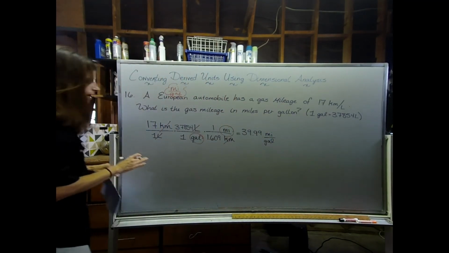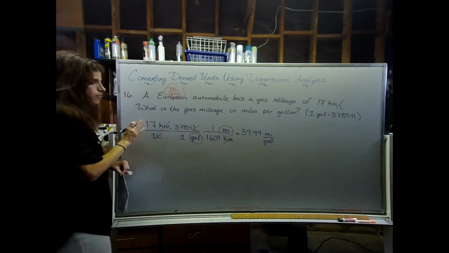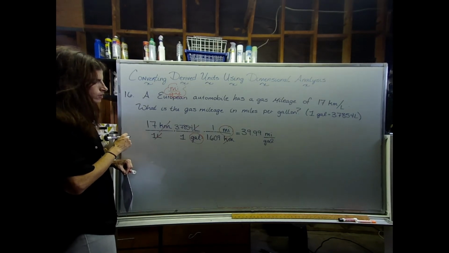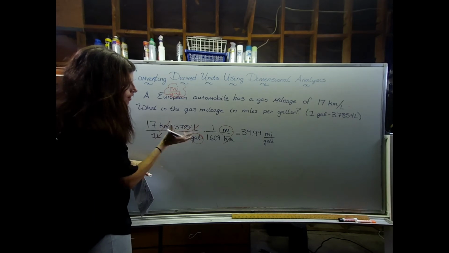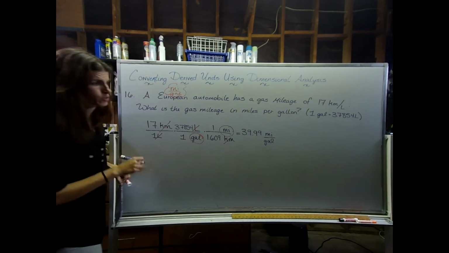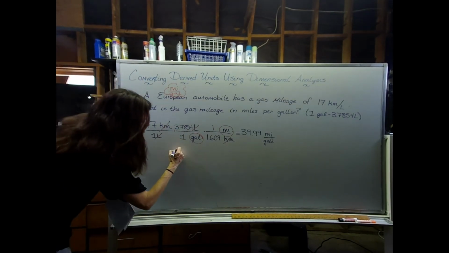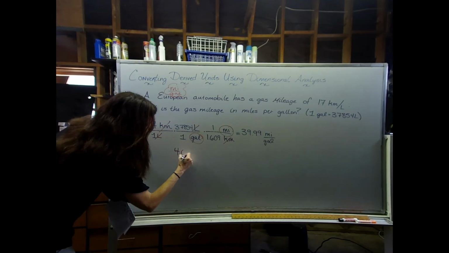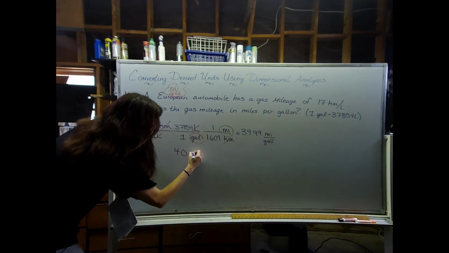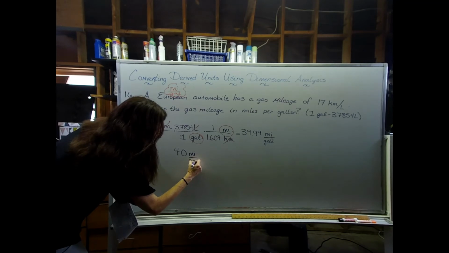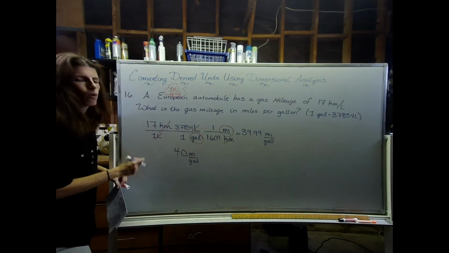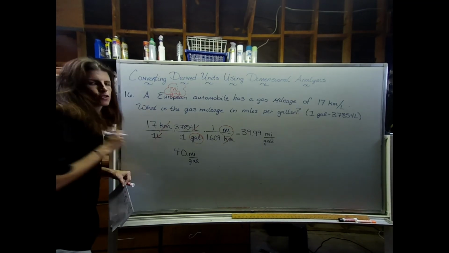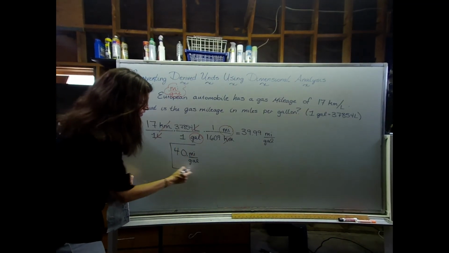However, looking back, 2 sig figs with the 17 kilometers per liter. There's 5 with this conversion factor, 1, 2, 3, 4, 5, and 4 with this one. So I have to cut it down to 2 sig figs. So I'm going to do 40 miles per gallon as my final answer. And I'm going to either write it in scientific notation or put that decimal point to really emphasize that there's 2 sig figs in that value.